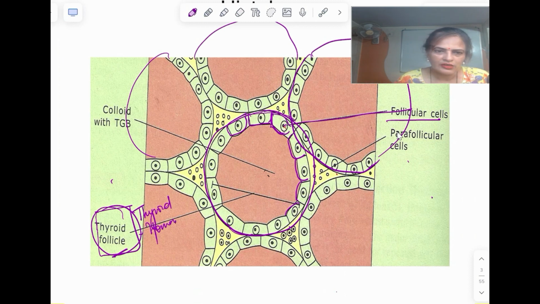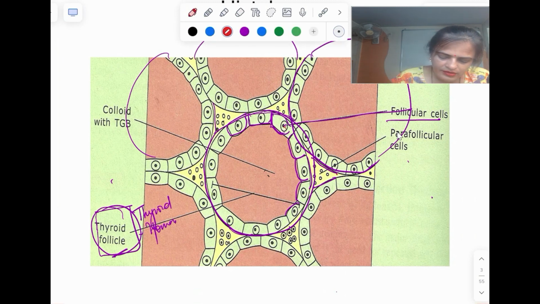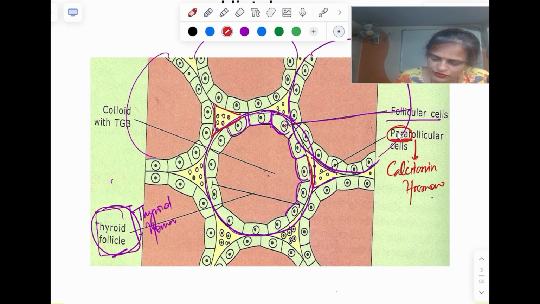So in between these follicles, on the lateral side, you can see this triangular shape. I'll use another color. So this yellow part where you can see this dotted, these are the parafollicular cells. Para because they are present on the lateral side of the follicular cell, therefore it is called the parafollicular cell. And this parafollicular cell is going to synthesize calcitonin hormone, which is going to help in the maintenance of the calcium balance.